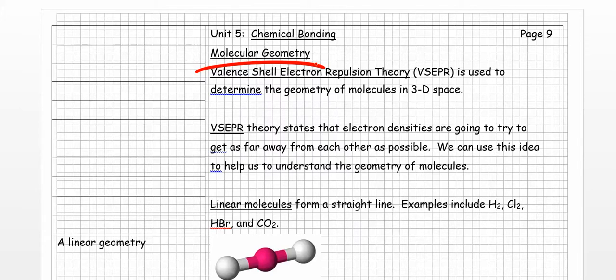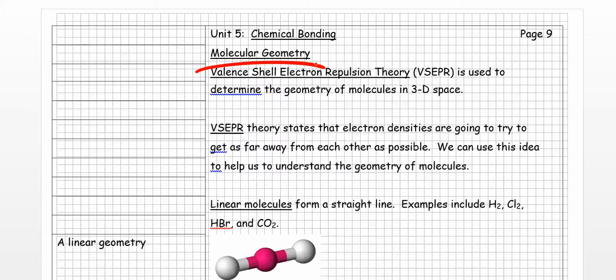We're going to use something called valence shell electron pair repulsion theory, or VSEPR. It's used to determine the geometry of molecules in 3-dimensional space.